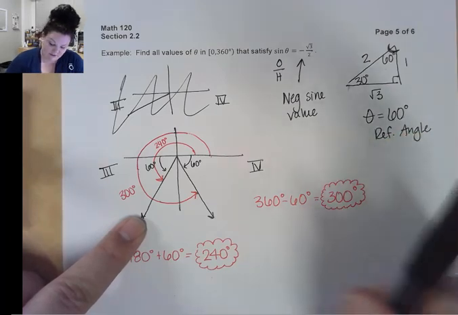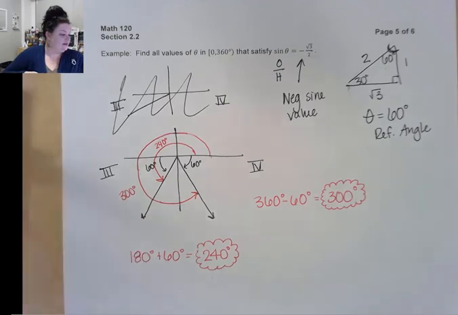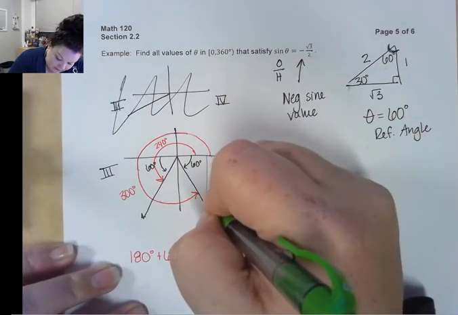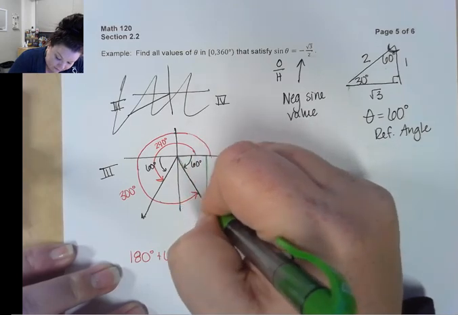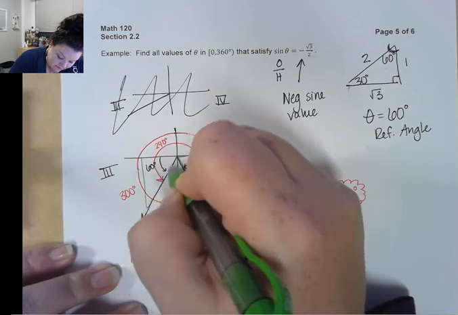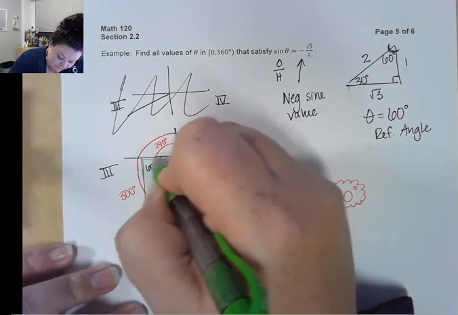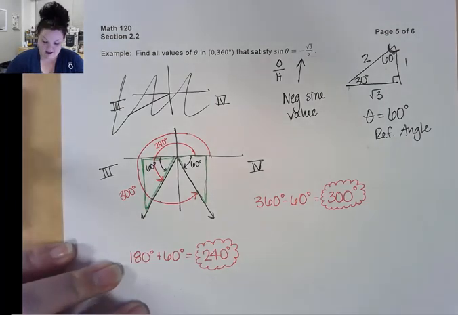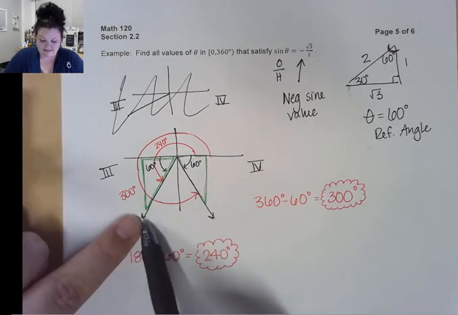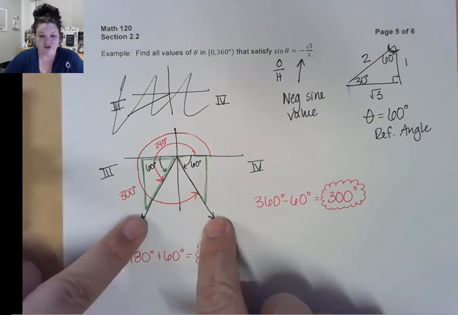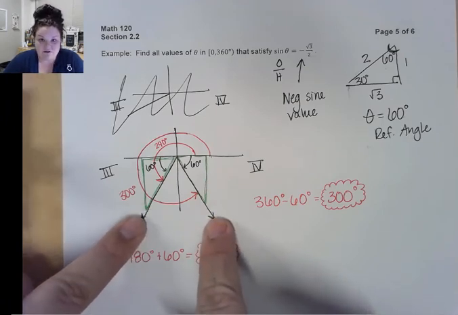Because if I were to go in here and draw, let me get a different color, a reference triangle, here's my 60-degree reference triangle for this one, and here's my 60-degree reference triangle for this one. Now that I have where those terminating sides are, I just have to figure out, what angles terminate at those lines?